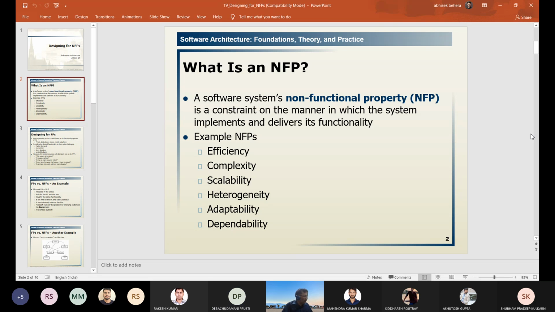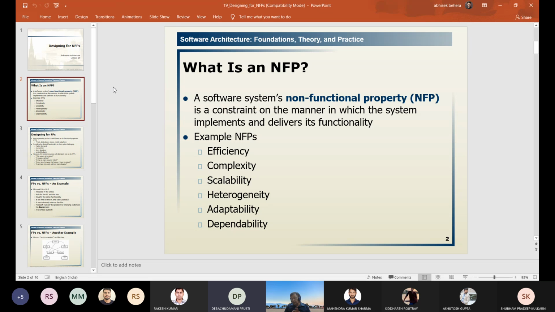Whatever effort you give, if you don't have the quality, then that effort won't be successful. So those quality parameters are nothing but the non-functional properties. The non-functional properties are the quality parameters we will be studying right now. Okay, Deba, go ahead. Yes, sir. So we proceed with the non-functional properties.